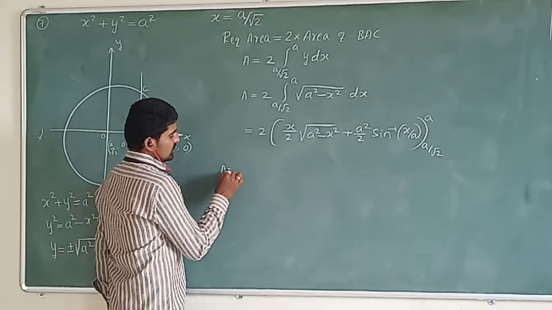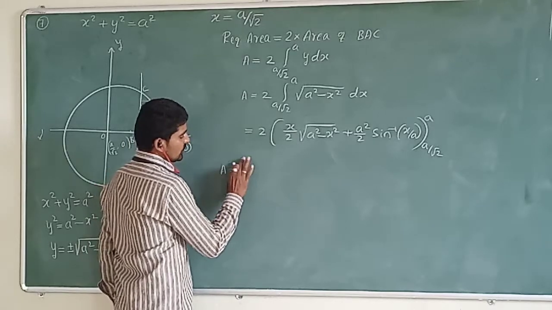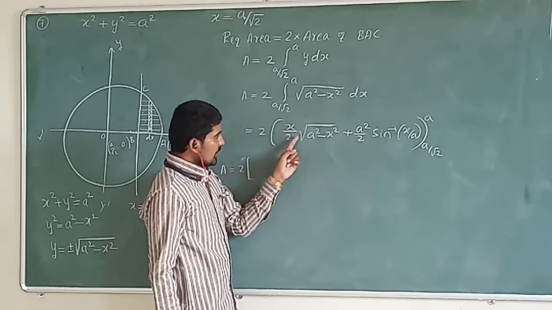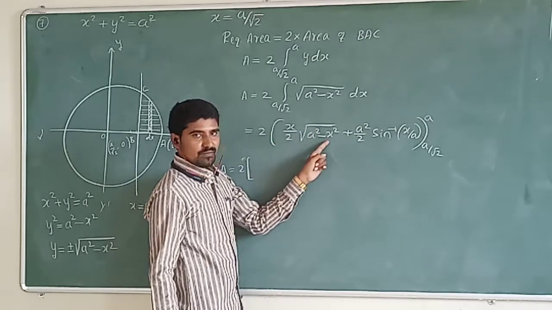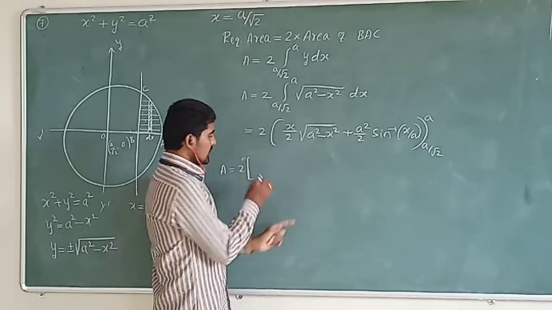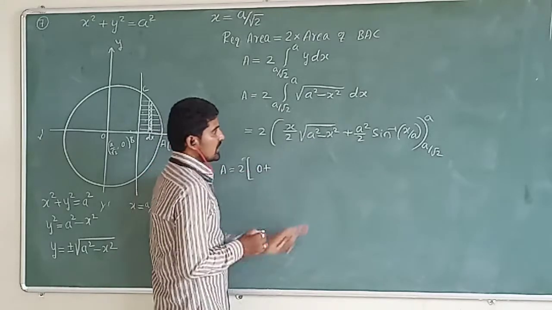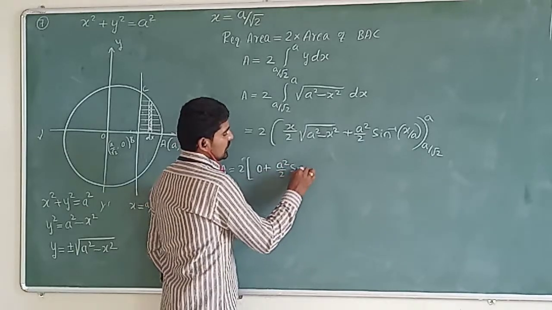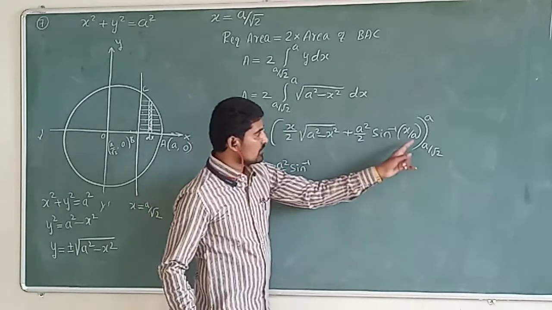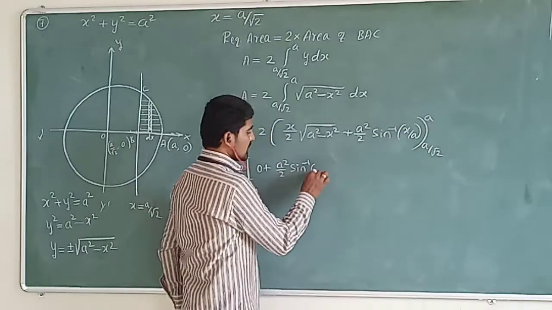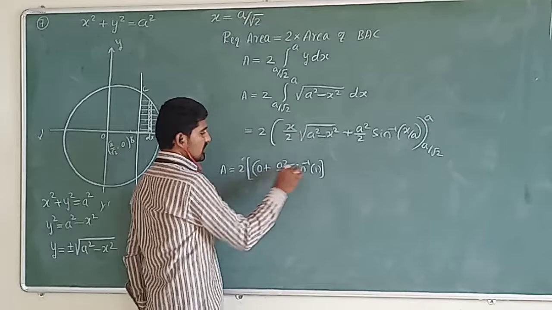So A is equal to 2 into, upper limit is what? a by 2 into square root of a square minus a square. A square minus a square is 0. So 0 into anything is 0, plus a square by 2 into sin inverse of x by a. It's a by a. Sin inverse of a by a is what? Sin inverse 1. Upper limit is completed.